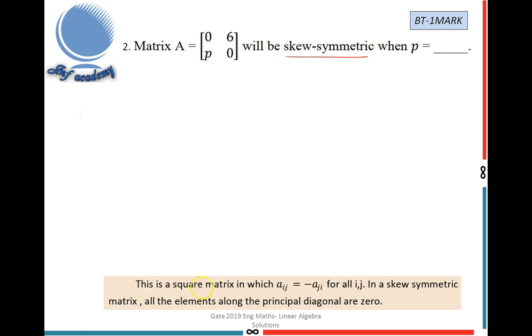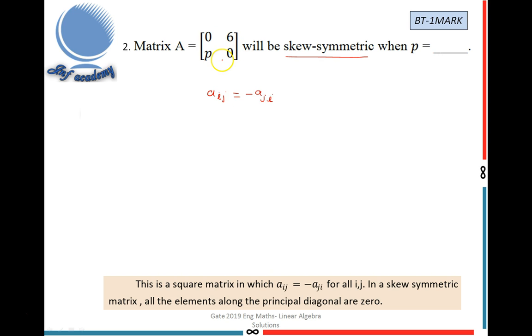You can see that definition on the screen. This is a square matrix in which Aij equals minus Aji for all i and j. In a skew symmetric matrix, all the elements along the principal diagonal are 0, and it satisfies one condition, Aij equals minus Aji. First, I check that all the principal diagonal elements are 0 and Aij equals minus Aji.